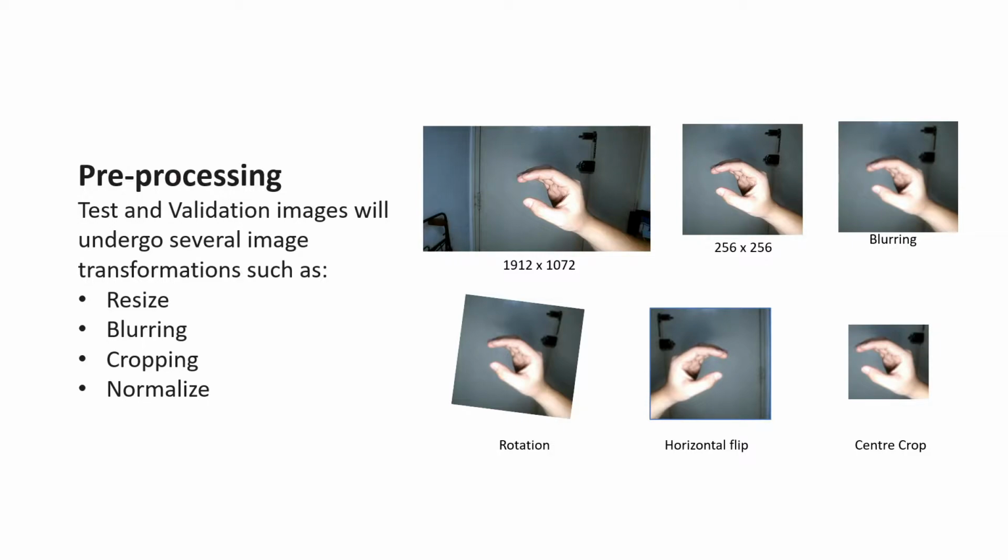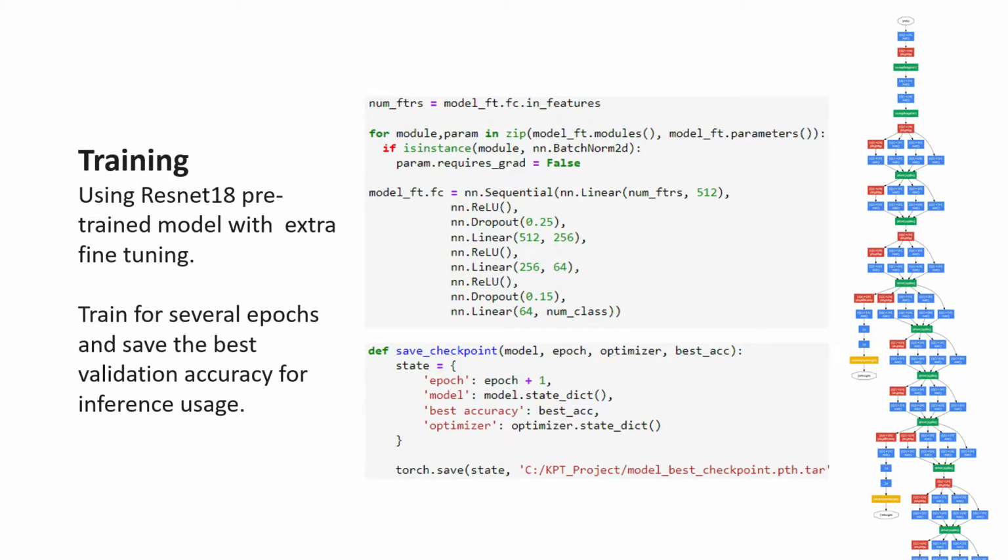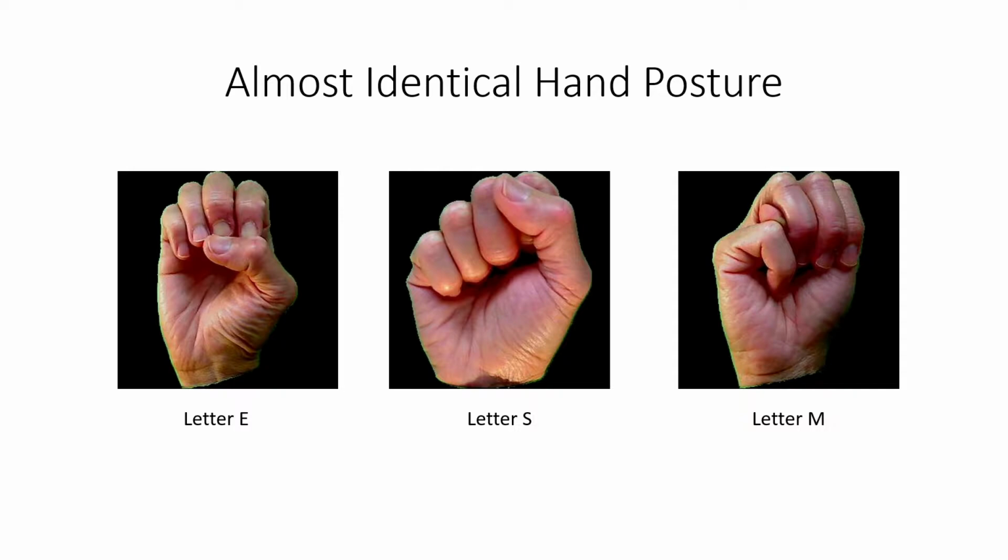Next is the pre-processing. First, all the images from the test and validation files will undergo several image transformations such as resize, blurring, cropping, and also normalize. Next is the training, using the ResNet 18 pre-trained model with extra fine-tuning. The problem with this project is of course the almost identical hand postures, such as letter E, which is almost identical to the letter S and also almost identical to the letter M.